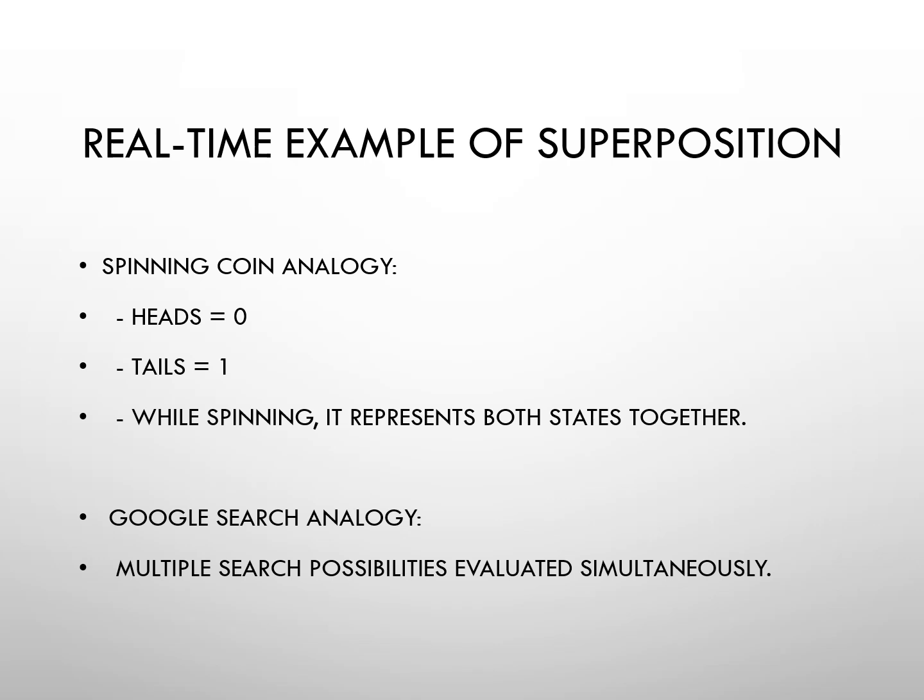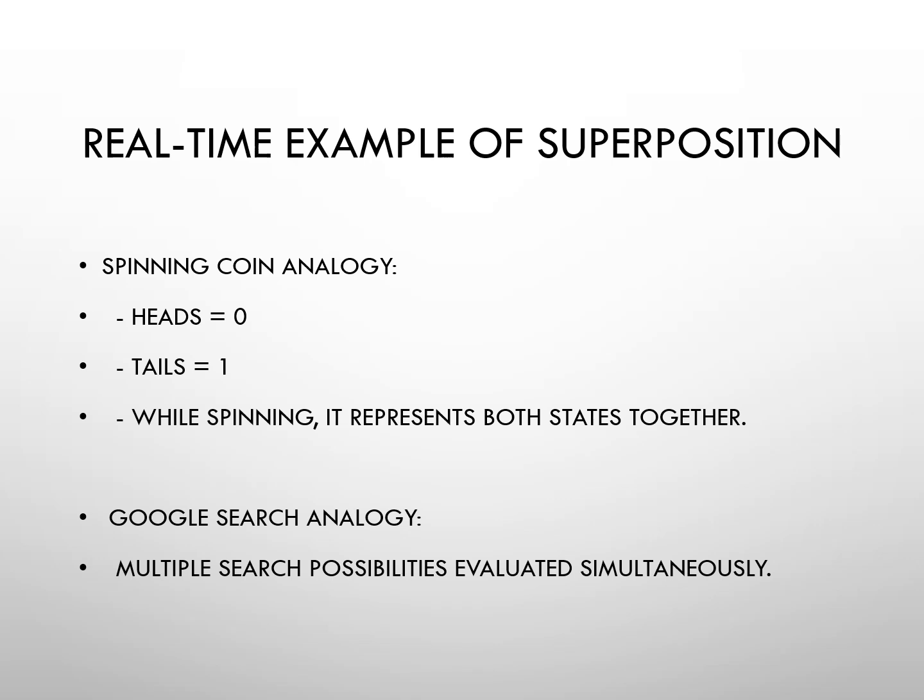In the same way, if we relate it to the example of a spinning coin, when it is in the air, in the flipping phase, it can be in heads and tails both at the same time. But once it touches the ground, only then can we see whether it is heads or tails. That is what is called superposition.